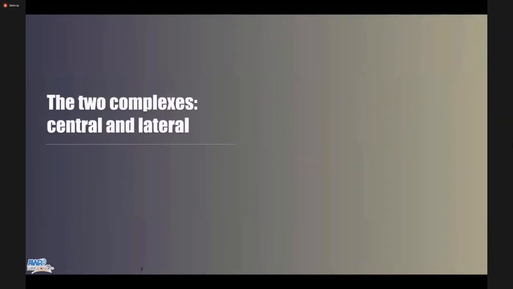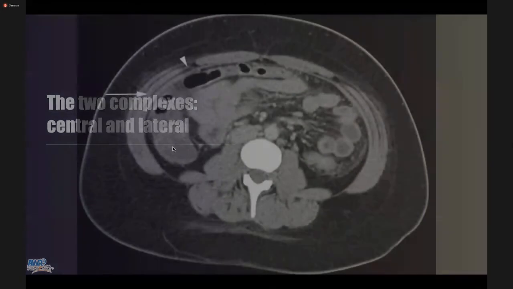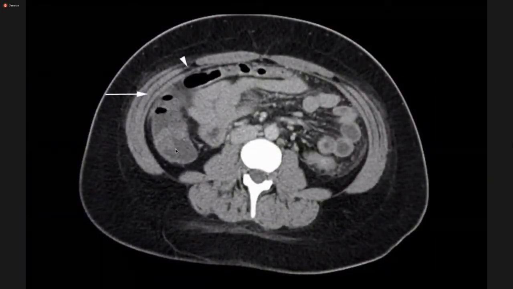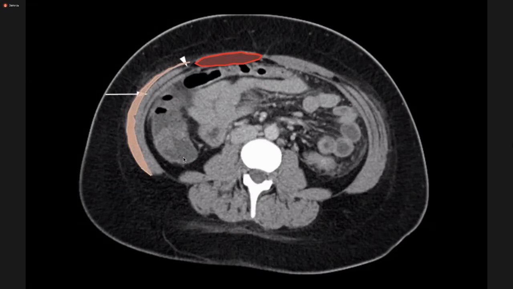Now, I basically want to simplify the concept that we have two complexes. One is the central complex and one is the lateral complex of the lateral abdominal wall. Okay. Now, let's have a look at this particular concept. So we have the rectus abdominis on either side. Let's just look at one side now. That's the external oblique.